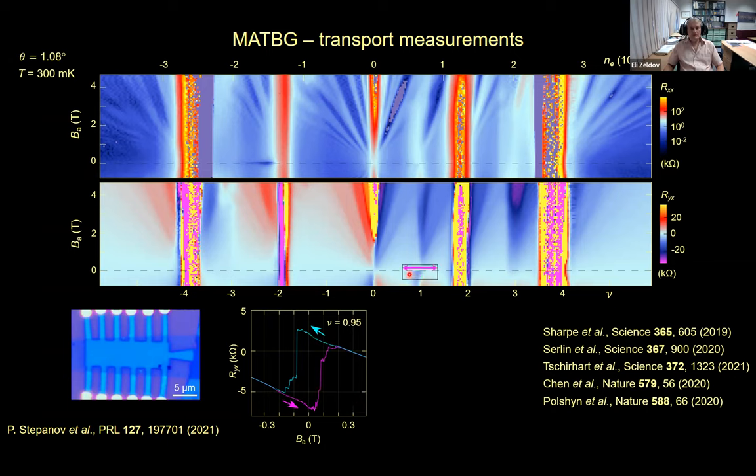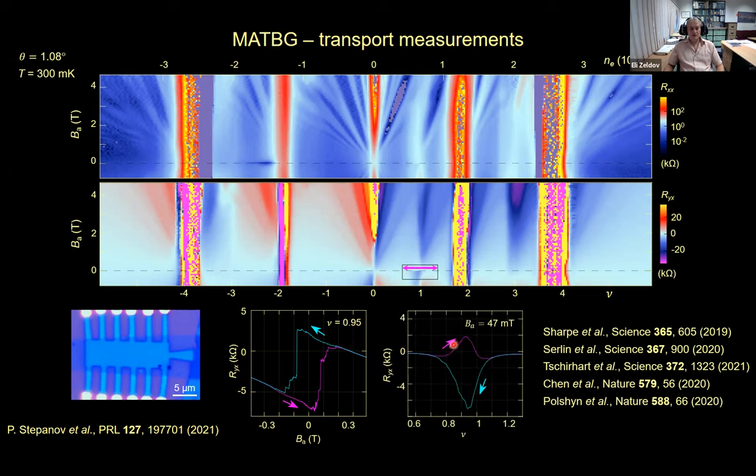You can also sweep the filling factor at a fixed magnetic field. And also here you see a clear hysteresis as a function of filling factor, now at a given low magnetic field. It is less intuitive to understand that it arises from orbital magnetization, but in fact it is equivalent to field sweeping. We will be mainly focusing on sweeping the filling factor rather than magnetic field.